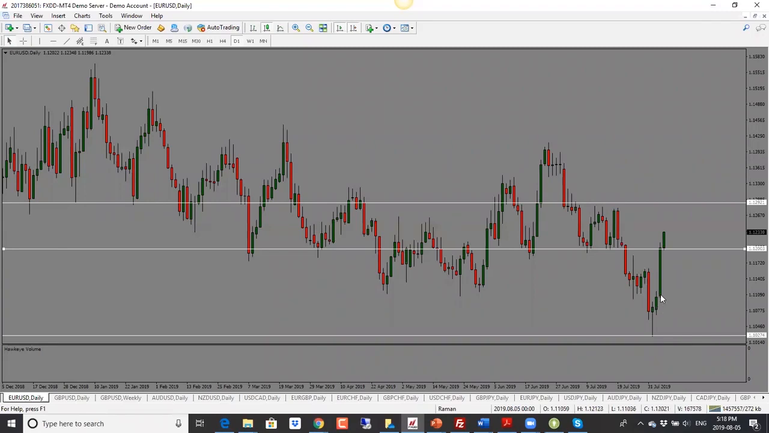Euro dollar here, we had a huge move up in euro dollar because the US dollar has taken a hit. Euro dollar has gone up as a result of all these trade tensions and so forth.